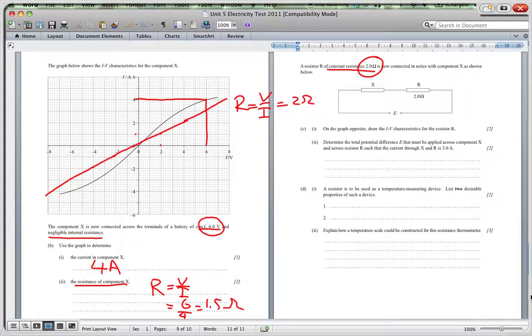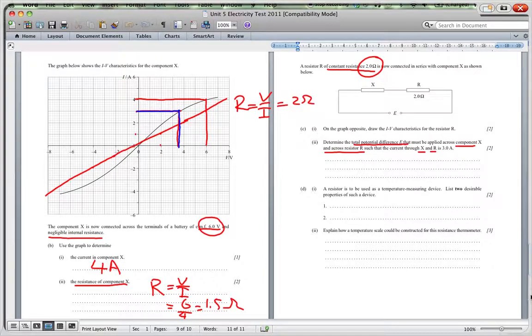Then it says determine the total potential difference E that must be applied across the component X and across R such that the current through X and R is 3 amps. Okay, so we are wanting 3 amperes, and to do that, we go across here. Now we see that for 3 amperes I'm over there and I'm down like that. And for 3 amperes, let me do this in a different color, I'm there and down like that.